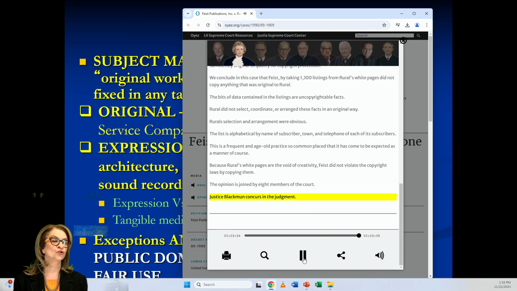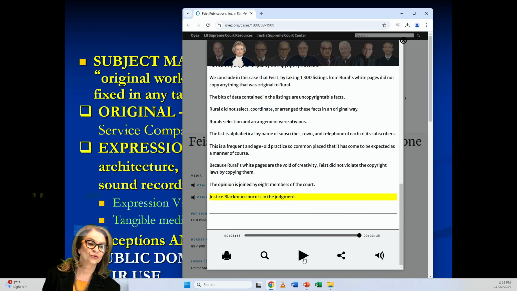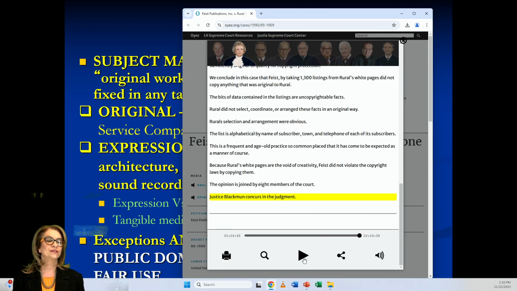And the opinion was joined by eight members of the Supreme Court; Justice Blackmun concurs in the judgment.